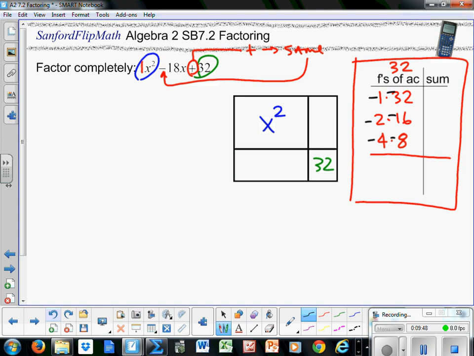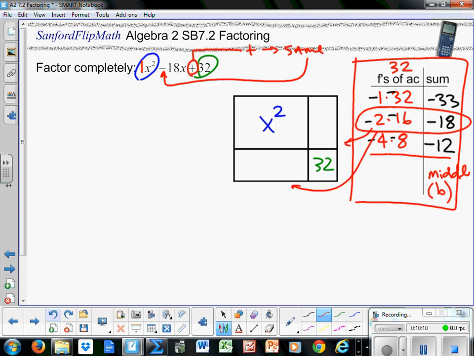Okay, so let's add them up. This would be negative 33, this would be negative 18, this would be negative 12. Well, what number do we want? We need it to match the middle term, in other words, b. Well, I see b is minus 18x, so it's really this one. So that means I'm going to use these numbers for my other two little sections in the box.